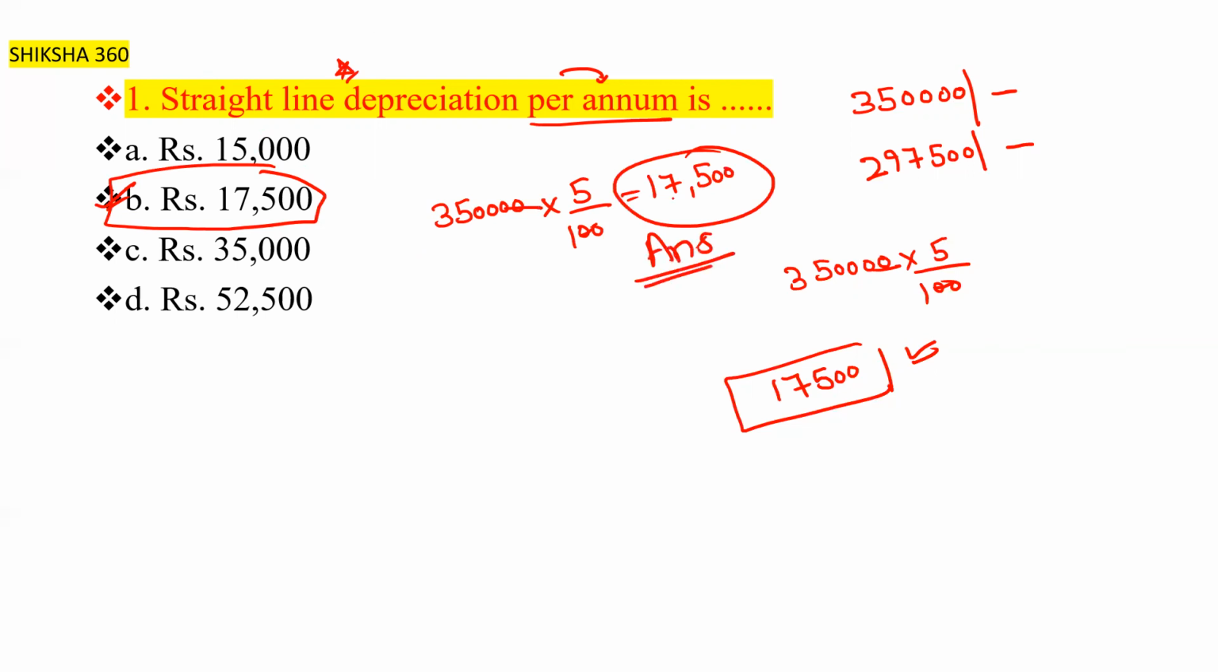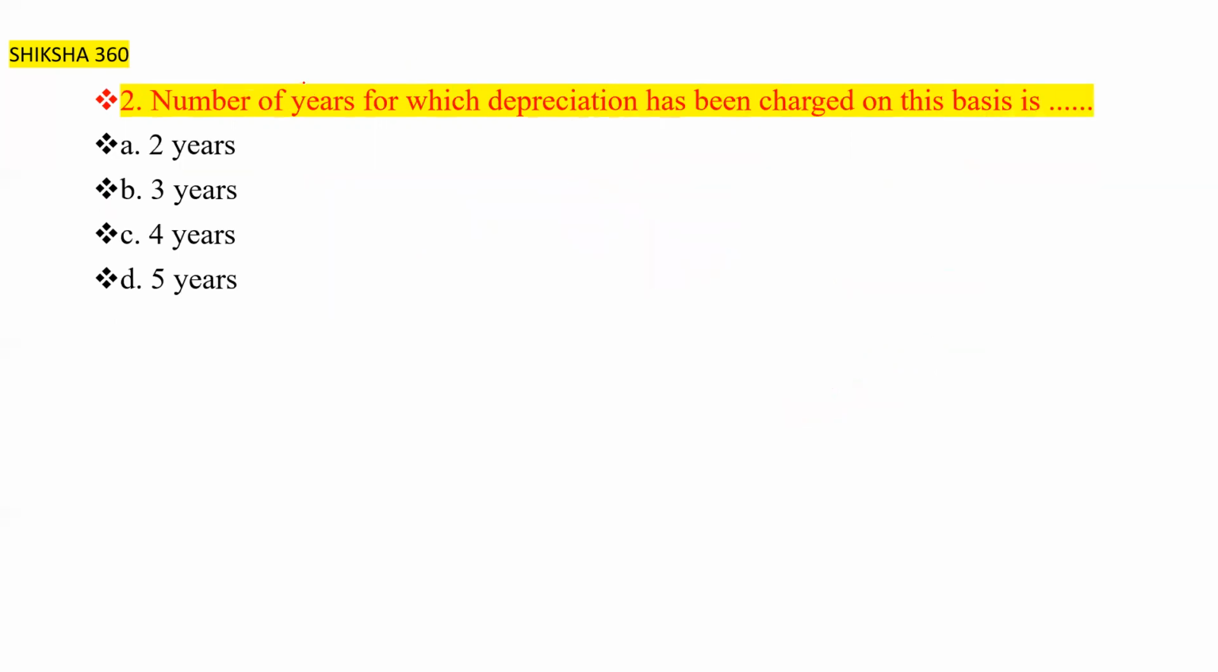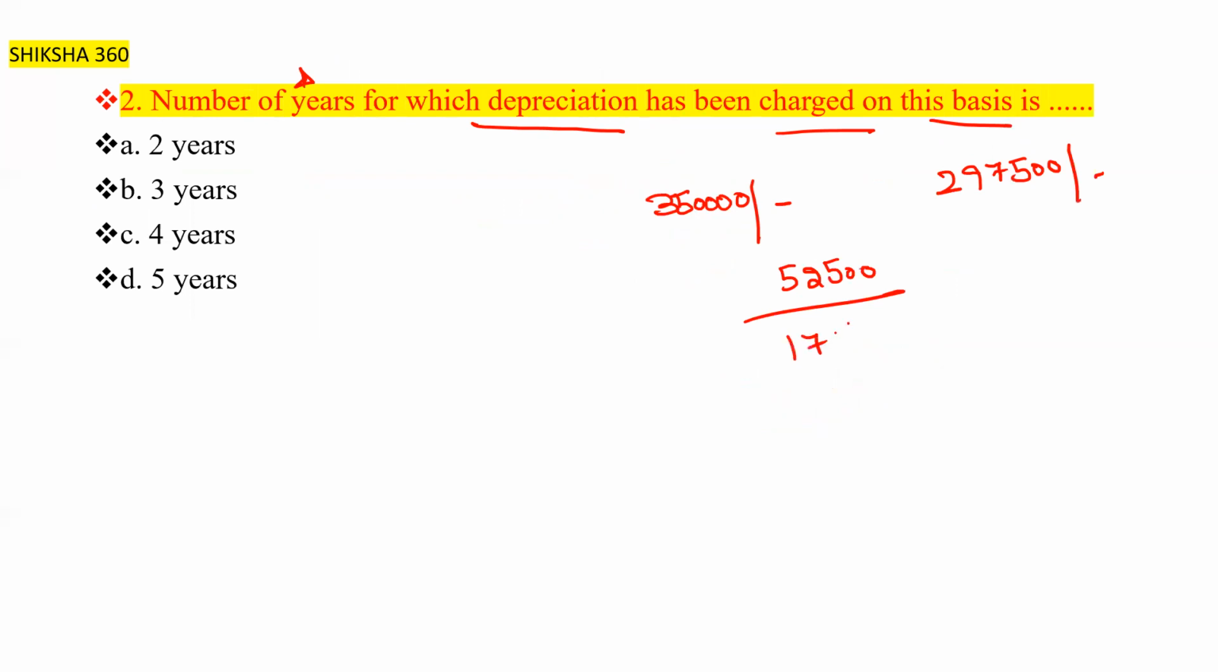Now move to the next question. The number of years for which depreciation has been charged on this basis. Clear? Actual amount is 3,50,000. Now they are mentioning that it is 2,97,500. So what is the difference between them? 3,50,000 minus 2,97,500 comes out to 52,500. And for 1 year the depreciation is 17,500. So divide it by 17,500. It comes out to be 3.